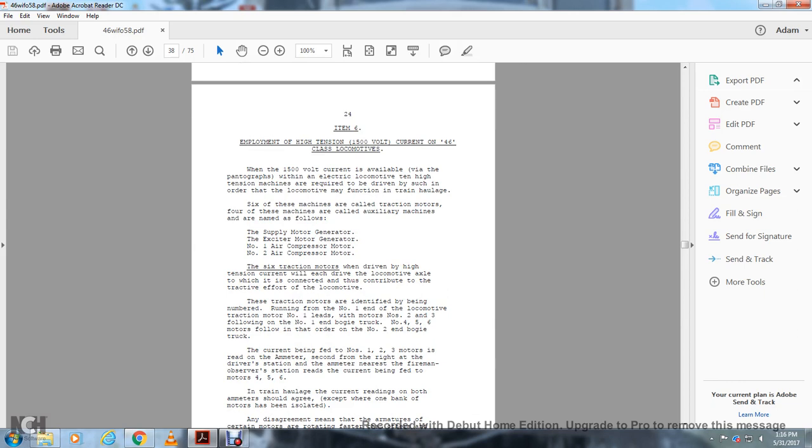Item 6. Employment of high-tension 1500 volt current on 46 class locomotives. When the 1500 volt current is available from the pantograph, the electrical locomotive's 10 high tension machines are required to be driven, in such an order that the locomotive may function with trailing haulage. 6 of the machines are called the traction motors. 4 of the machines are called auxiliary machines and are named as follows: the supply motor generator, the exciter motor generator, the number 1 air compressor motor, the number 2 air compressor motor.